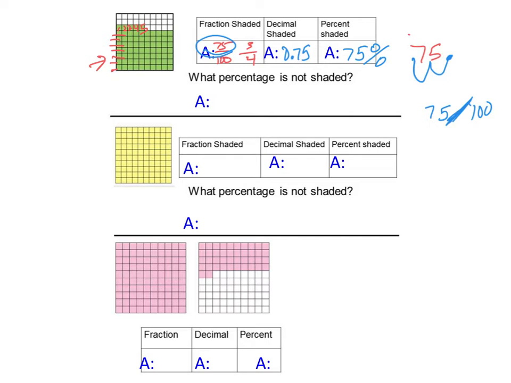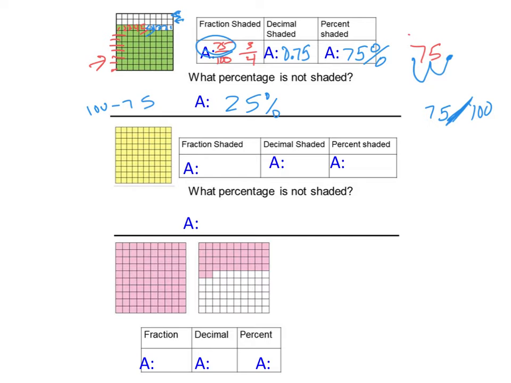So 75% is shaded. What's not shaded? The whole thing is 100%. So if 75% is shaded, 100 minus 75 means 25% is not shaded. Or if I counted, there's 10, there's 20, 21, 22, 23, 24, 25, 25%. It's easier for me to just do that subtraction than to count.